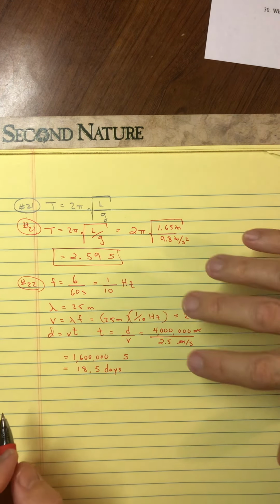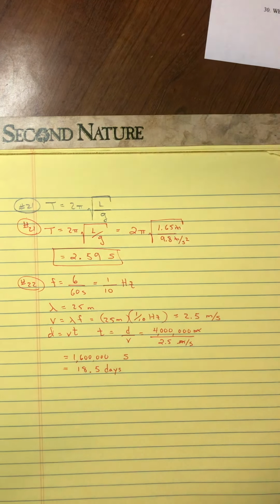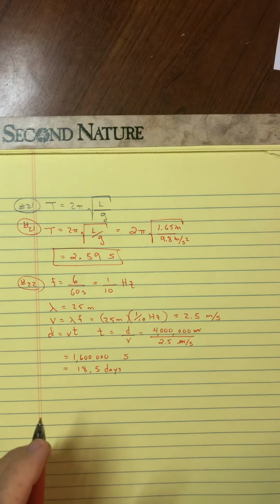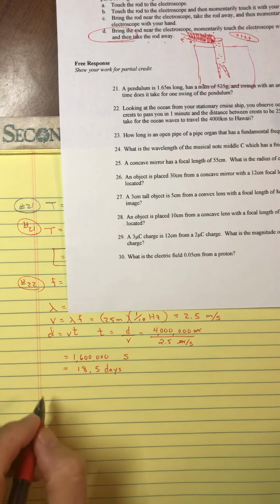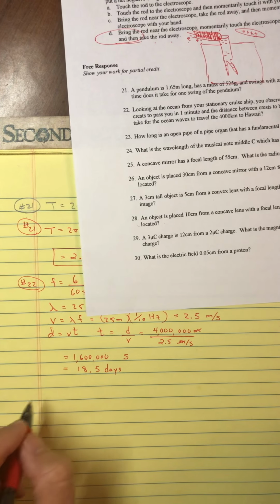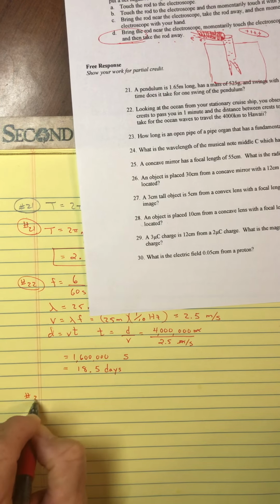All right, but those are our general thing on waves. So that's our chapter 15 stuff. Chapter 16, and I think this is number 23 here.